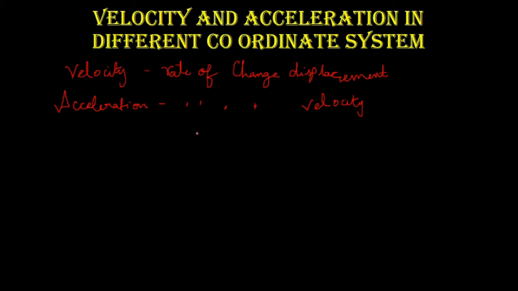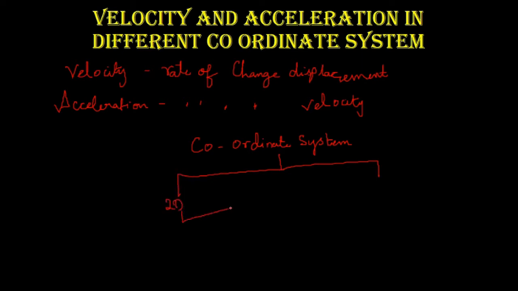Next, what we have to look at is the coordinate system. Why do we need a coordinate system? We need a coordinate system for easy analysis of the motion of a body. In general, we can classify coordinate systems into two types. The first would be the two-dimensional coordinate system.